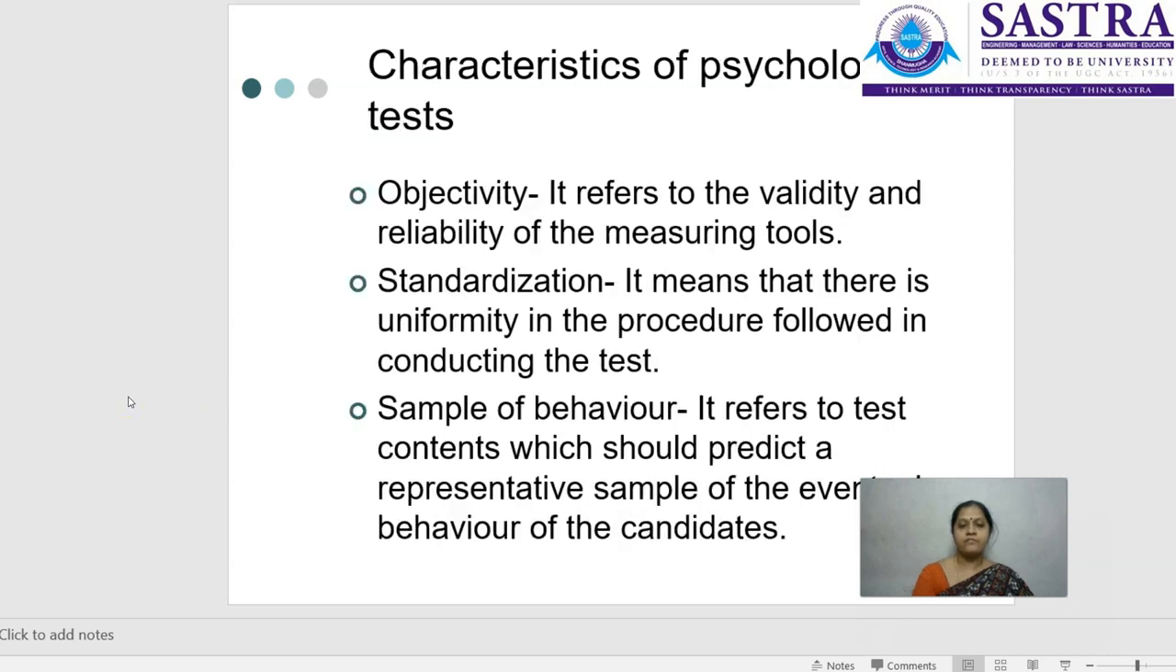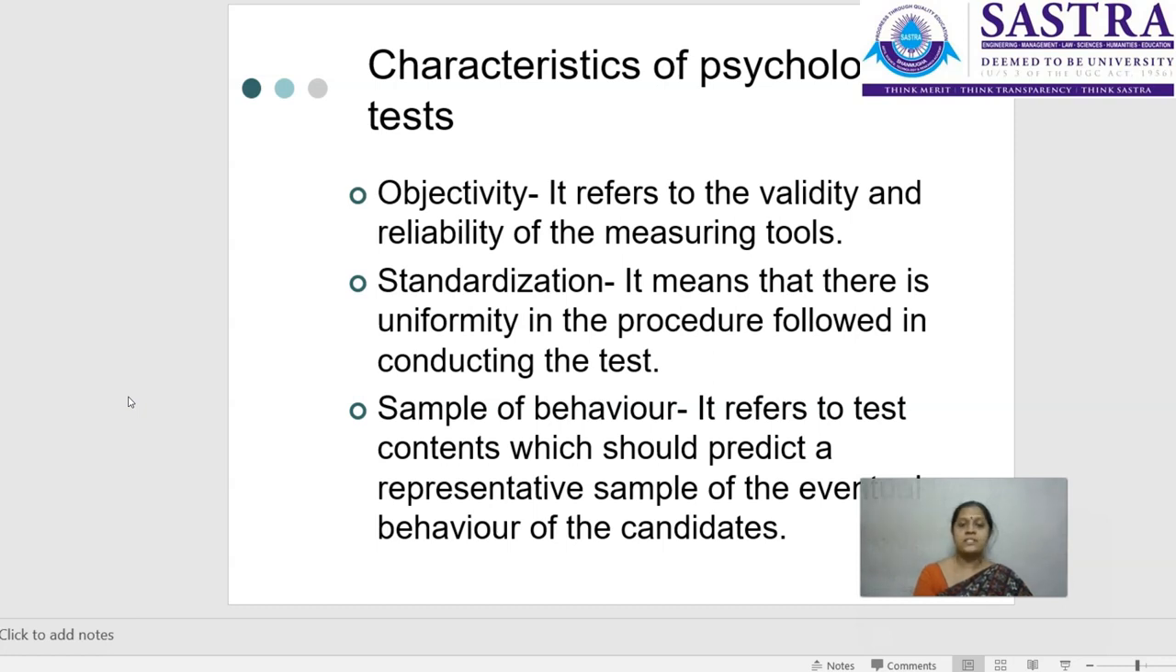Here we have different types of selection tests, and one such selection test is the psychological test. Before getting into the different psychological tests, we'll discuss the characteristics of a psychological test. The first characteristic is that it should be objective, meaning it refers to the validity and reliability of the measuring tools. Whatever test they are going to perform should be valid and should be a reliable measuring tool.